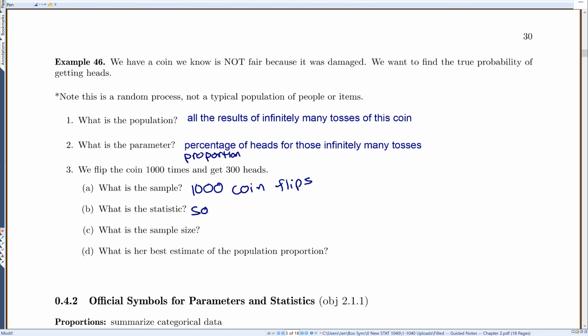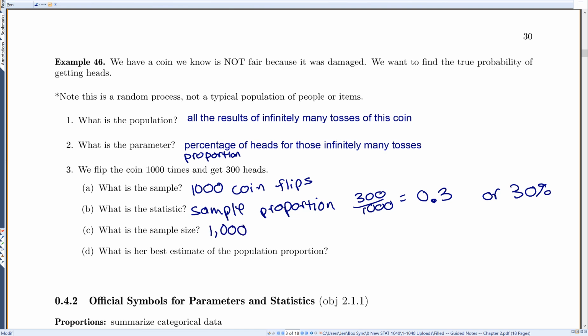What is the statistic? It would be our sample proportion. And what was our sample proportion? It was 300 out of 1,000. So that is going to give me 0.3 or 30%. What was my sample size? Well, it's just how many times did you do it? How many times did you collect data? 1,000. And what is our best estimate of the population proportion? Well, the best estimate of the population proportion would be our sample proportion. So 0.3. That's our best guess for the true probability of heads on this damaged coin.